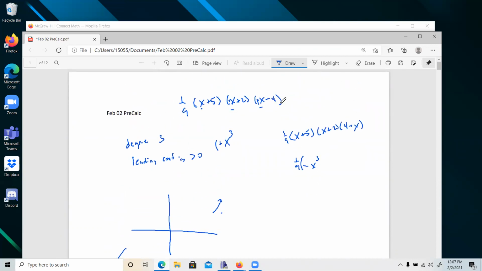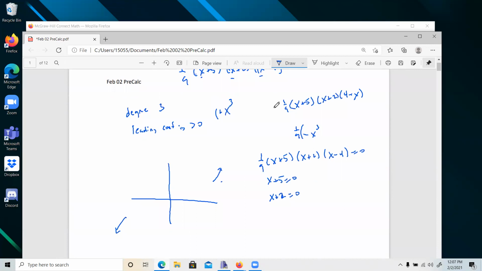So now we have to set this thing equal to 0 and solve. We're going to use the zero factor principle, so it's 1/9 (x + 5)(x + 2)(x - 4) = 0. That means either x plus 5 equals 0, x plus 2 equals 0, or x minus 4 equals 0. If 3 things multiplied together equal 0, either this one's got to be 0, that one's got to be 0, or that one's got to be 0, or maybe all 3. But one of these at least has to be 0. So we got x = -5, x = -2, x = +4.